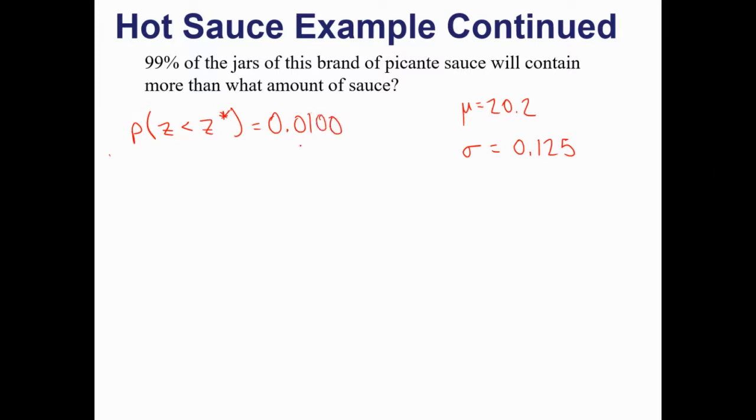I guess really I need two zeros after to make sure I line it up with the table. So I have to find my Z star in the table. This is where we want to look for 0.01 in the body of the table, and then trace outwards to get our z. Yeah, you're right. It's negative 2.33.